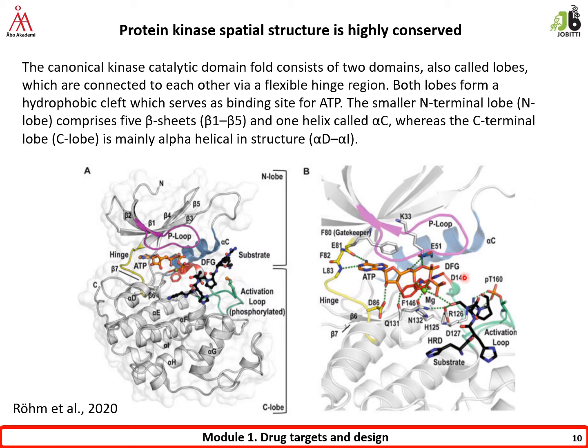In the right part, you can find details of the ATP binding site. ATP and substrate are shown in stick representation. Key hydrogen bonds are shown as dotted lines.